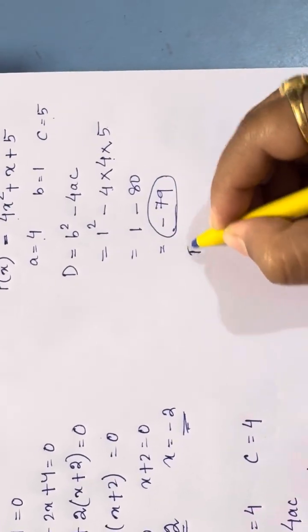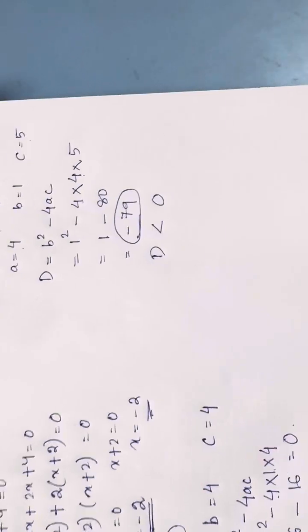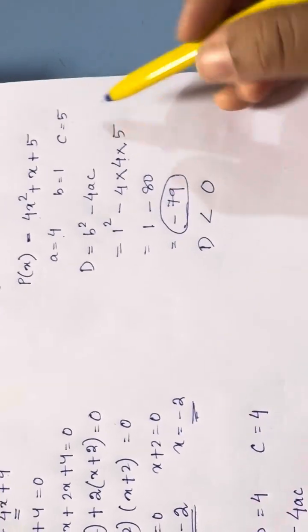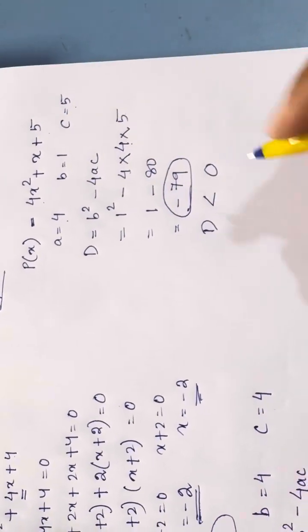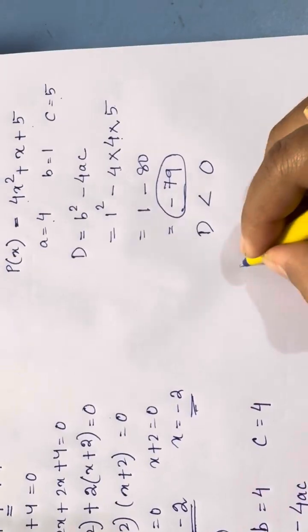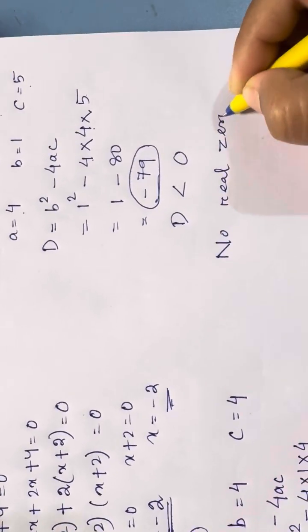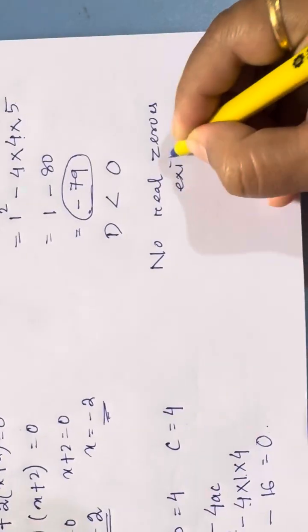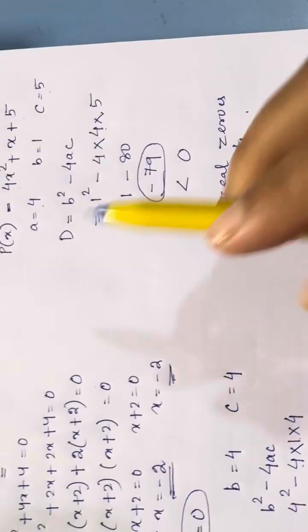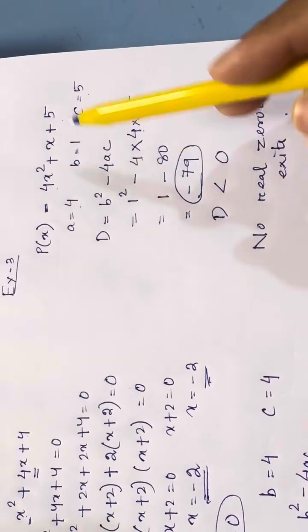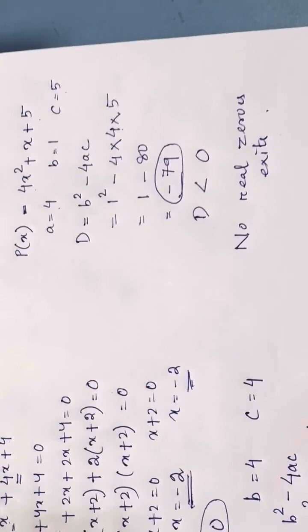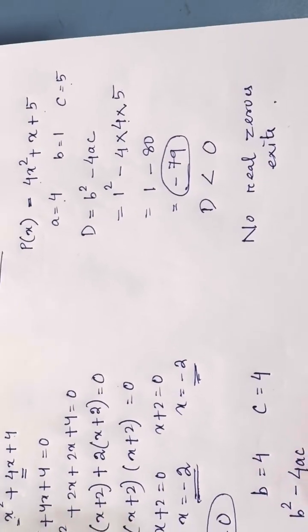Here the discriminant value is coming less than 0. So this particular polynomial will not be having any real zero. So here no real zeros exist. If we plot this graph, then it will not touch the x-axis at any point.